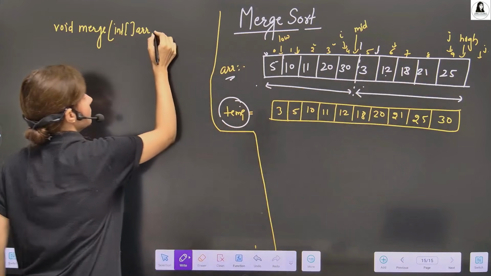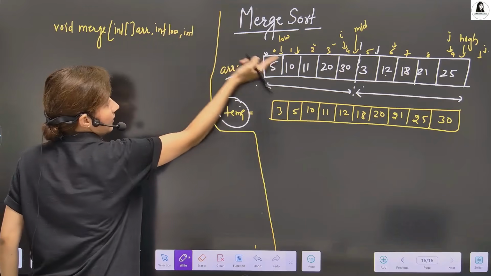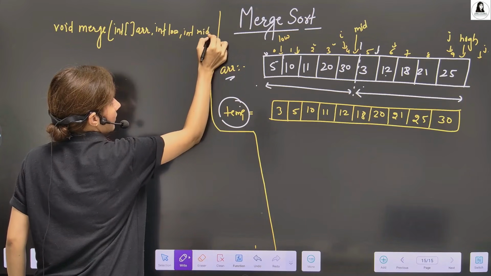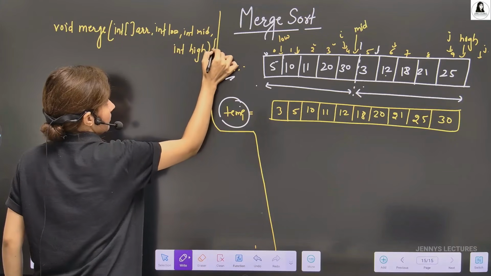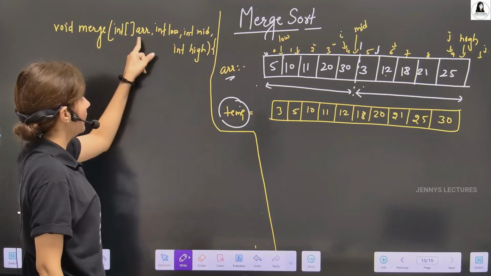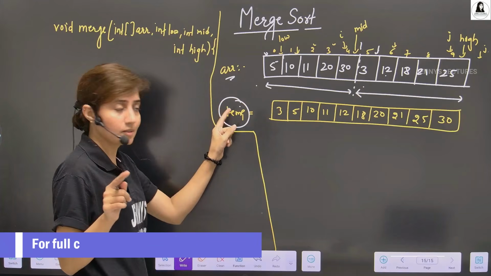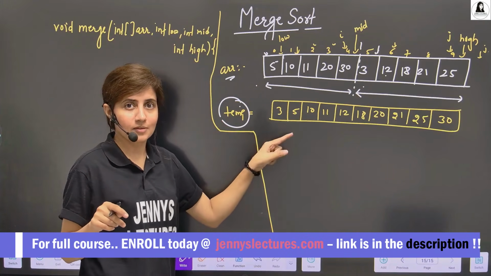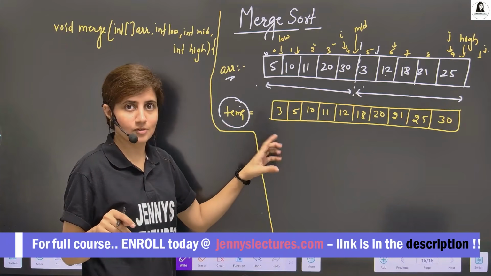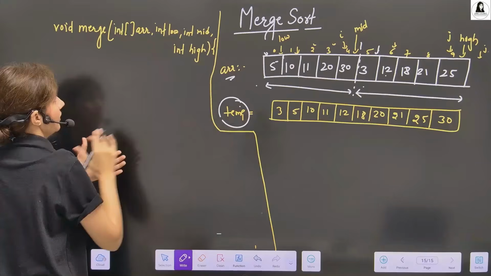I will need low. I'll need mid. Where is the mid? And third, what you'll need? High. These three things you need and the array you need. So this merge method is really important because the same method we use in merge sort. The same method, the same process, the same procedure. So first understand this thing. It's really important. Have you written this down?